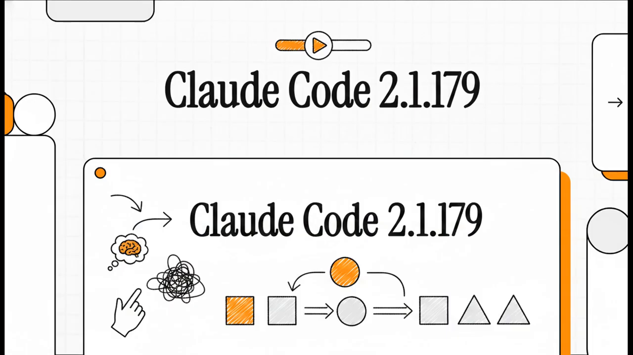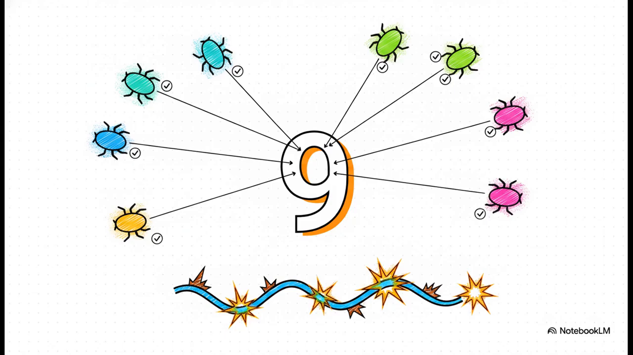Now, if you're using Claude Code, you might have seen version 2.1.179 drop recently and just thought, oh, okay, just another list of patch notes. But when you actually look a little closer, you'll see this update isn't about flashy new features at all. It is entirely about removing friction and getting you right back into your flow state. Okay, let's dive into this.